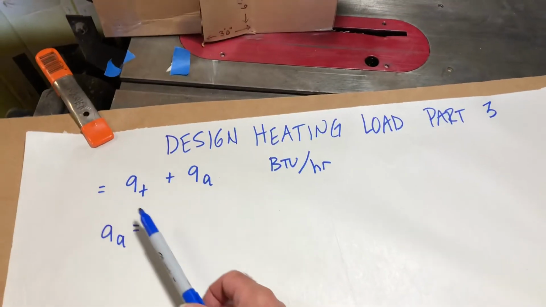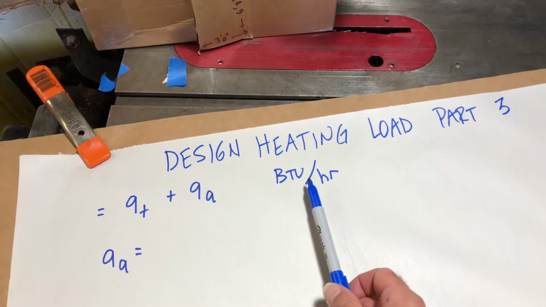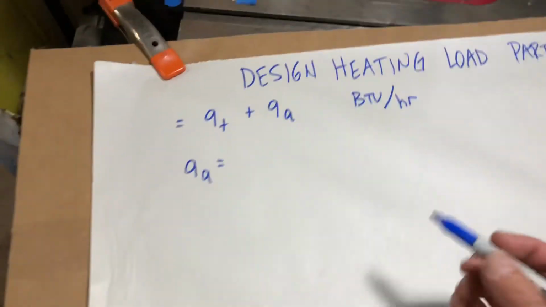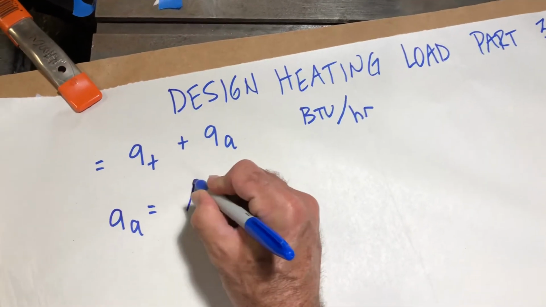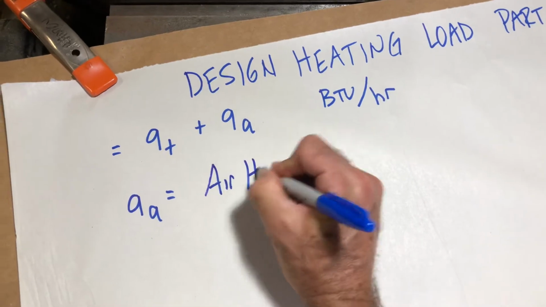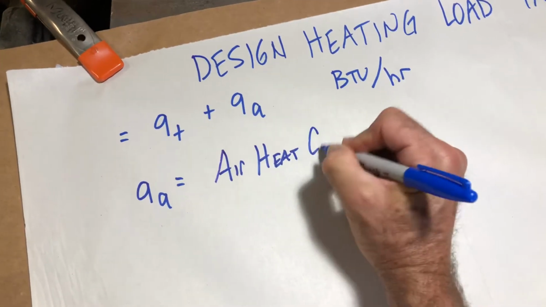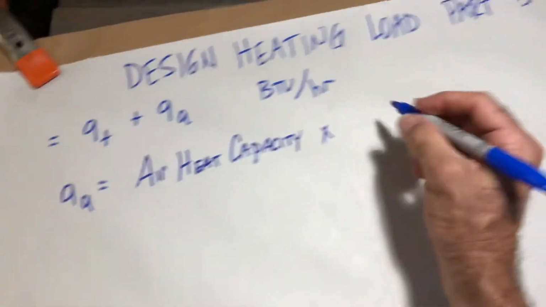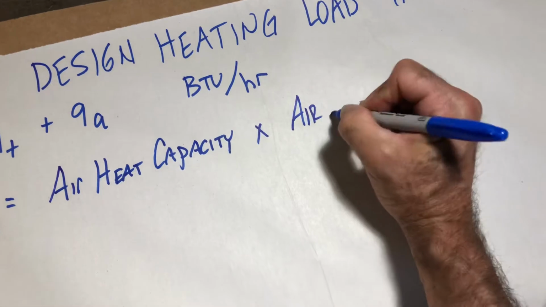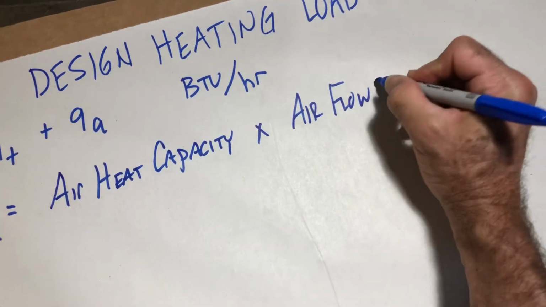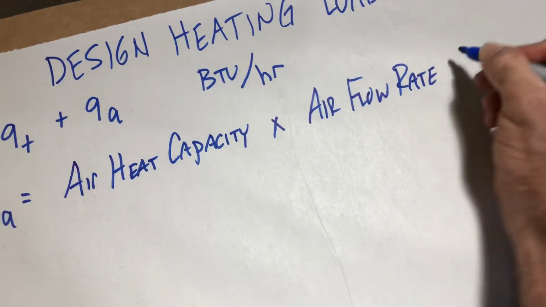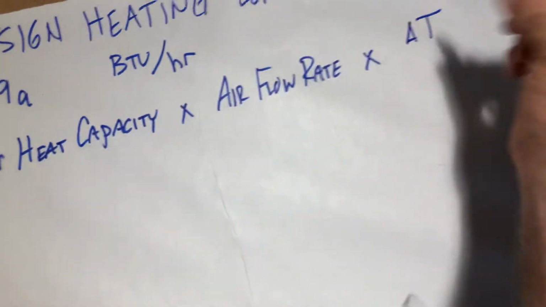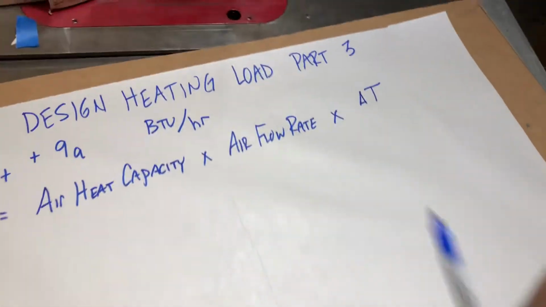Design heating load equals QT plus QA. It has units of BTU per hour. So let's look at QA. Here's the formula for QA. It's called air heat capacity times air flow rate times delta T. Same delta T that we use all the time, that we used in the previous one.